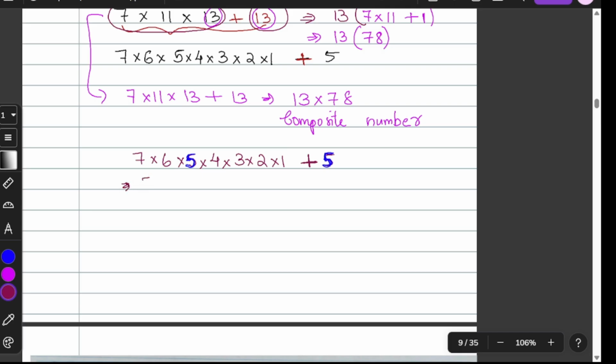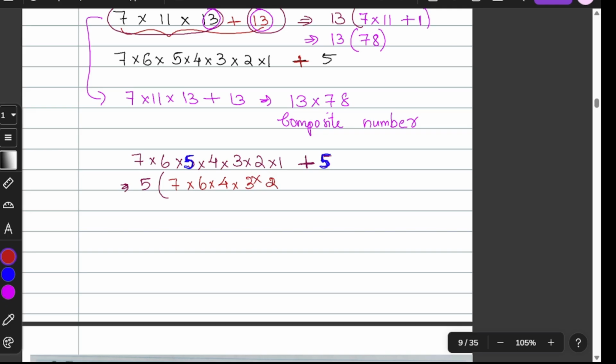I can take the 5 outside. So what will be left over here? 7 into 6 into 4 into 3 into 2 into 1 plus, when the 5 is taken, 5 into 1, so remaining only 1 is there, right? So this is equal to what? This can be written as 5 into 1009.